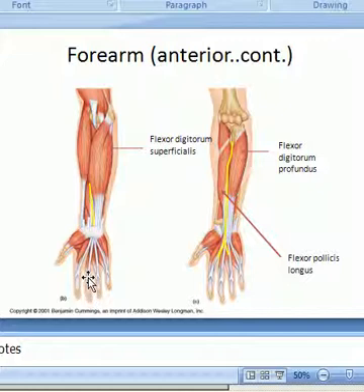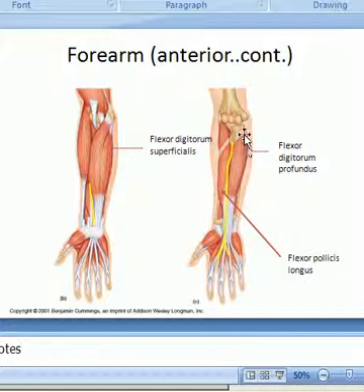So it crosses the first interphalangeal joint, also called the proximal interphalangeal joint. Since it crosses so many joints, it will flex all these joints because it crosses it anteriorly. So it will flex the elbow, it will flex the wrist, it will flex the metacarpophalangeal and the proximal interphalangeal joint.